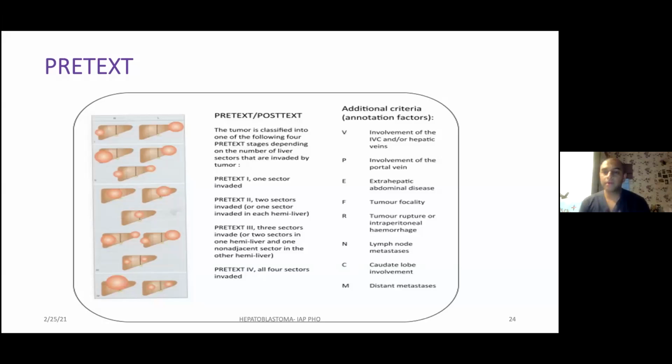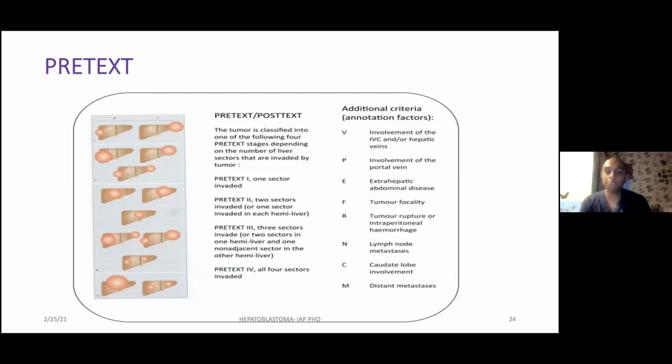Okay. We say it is involved only when there is a thrombus within the vein or the lumen is compressed by at least 50%. And it should involve the IVC or all three segments of the hepatic veins. Only then we say it is V positive. Again, this criteria differs in both the SIOPEL and the COG, but the latest PRETEXT 2017 criteria states a different thing. You should have either involvement of the IVC or involvement of all three hepatic veins, or there is a tumor thrombus in either of the veins.